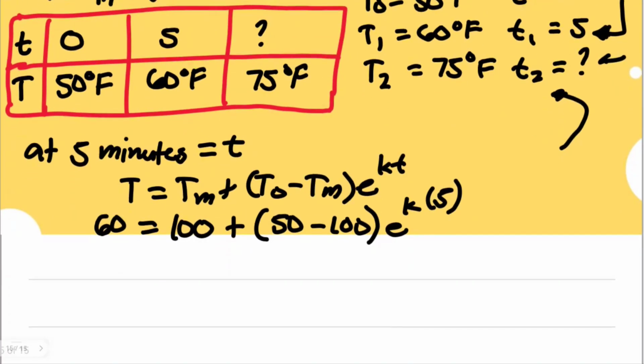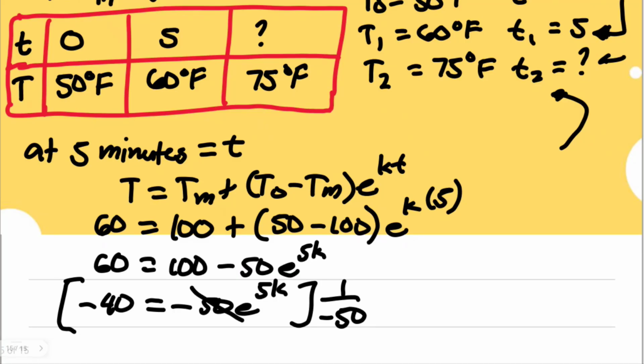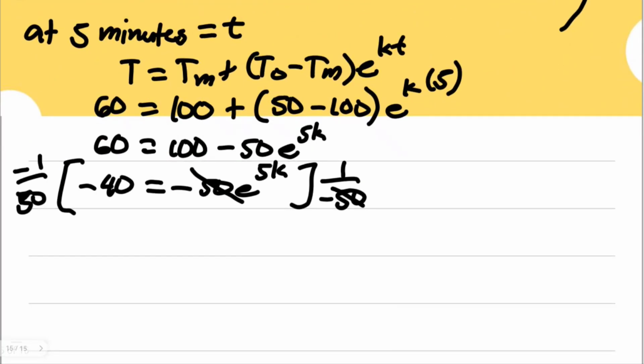Now, for this, of course, simply manipulate the given. You're going to have 60 is equal to 100 minus 50 e to the power of 5k. When you subtract both sides by 100, you have negative 40 is equal to negative 50 e to the power of 5k. Allow me to multiply both sides by 1 over negative 50. So this will be cancelled. Doing the same thing on the other side, that's negative 50. So 40 over 50 is actually 4/5, equivalent to e to the power of 5k.